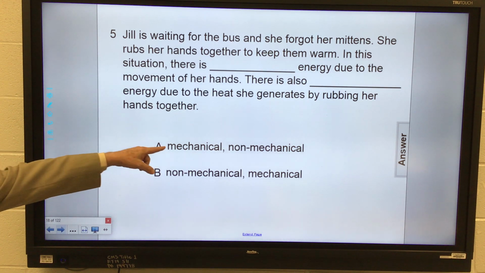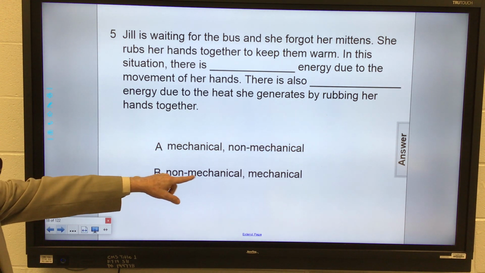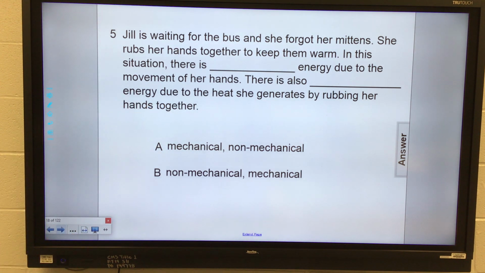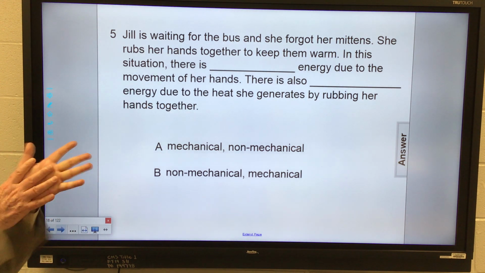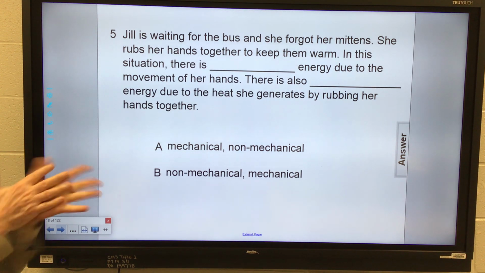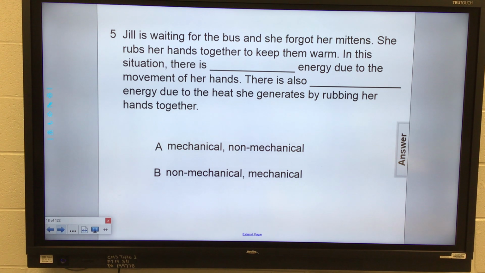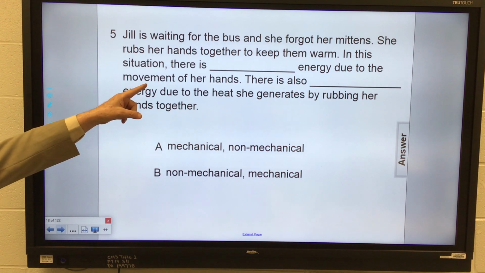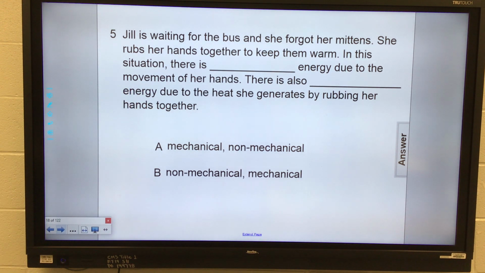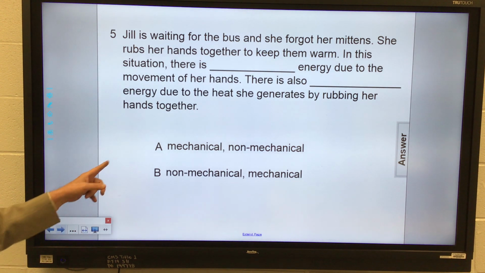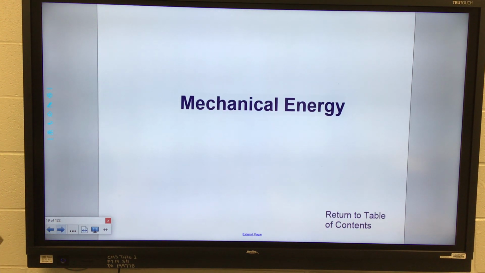Okay, so look right here. So it's either gonna be mechanical and non-mechanical, or it's non-mechanical and mechanical. There's also a blank energy due to the heat she generates by rubbing her hands together. Is that mechanical energy? Are you moving something? Okay, so mark your answer, A or B. One of those is non-mechanical and one of those is mechanical. Okay. Everybody got an answer? You're just gonna mark A or B. Okay, and we're gonna stop right there. But now, I'm gonna stop the video.